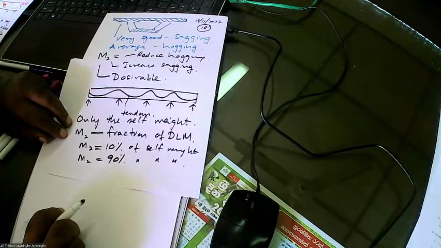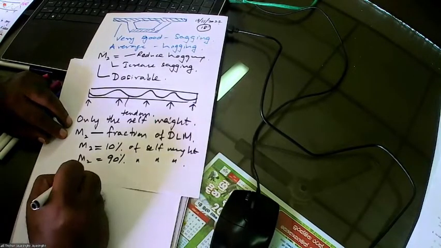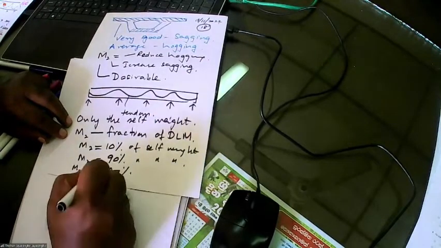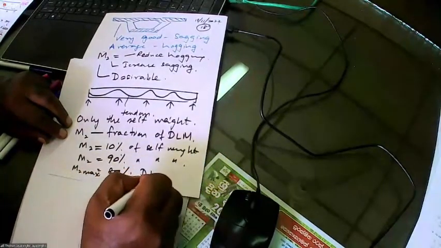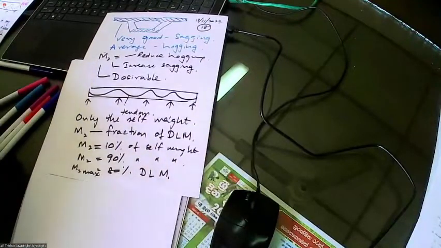So there's a limit to the M2, the secondary moment, because if the secondary moment is too large, the beam will lift up from the supports. Not good. You can't control the beam then. So we generally keep the M2 maximum about 80% of dead load moment. M2 to be about 80% of the dead load moment.